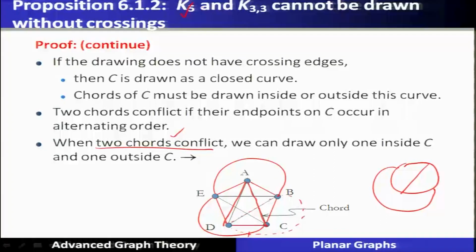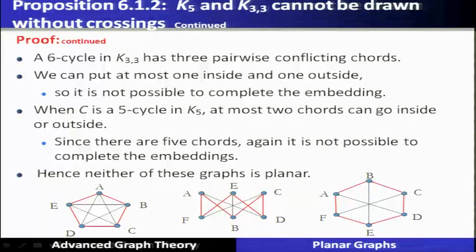Let us see about the K33 graph. Now this is the K33 graph, we have already seen this. This is K33, it can be redrawn in this way also. Let us consider this particular drawing of K33. We have a spanning cycle C, which is shown in red color. Now let us see the chords.